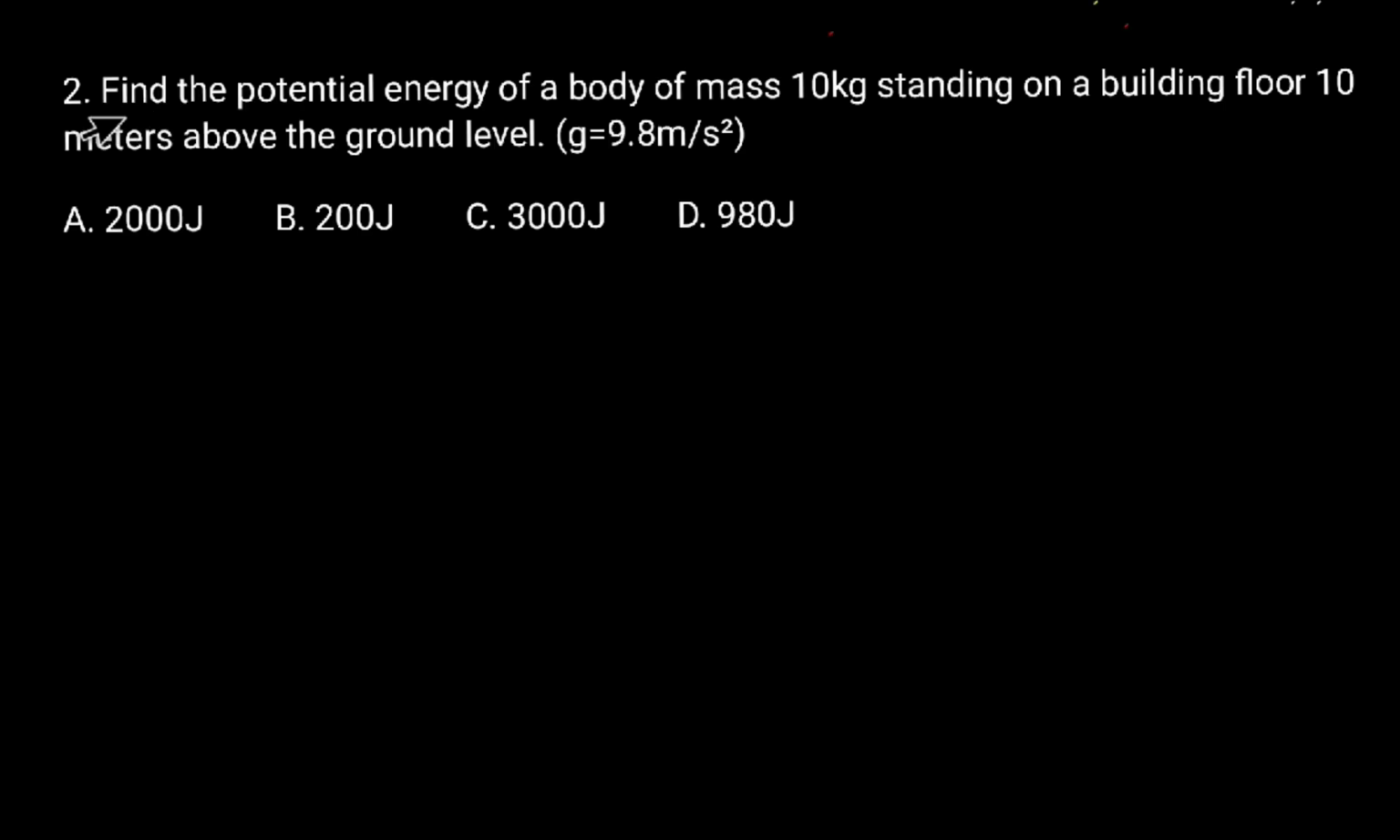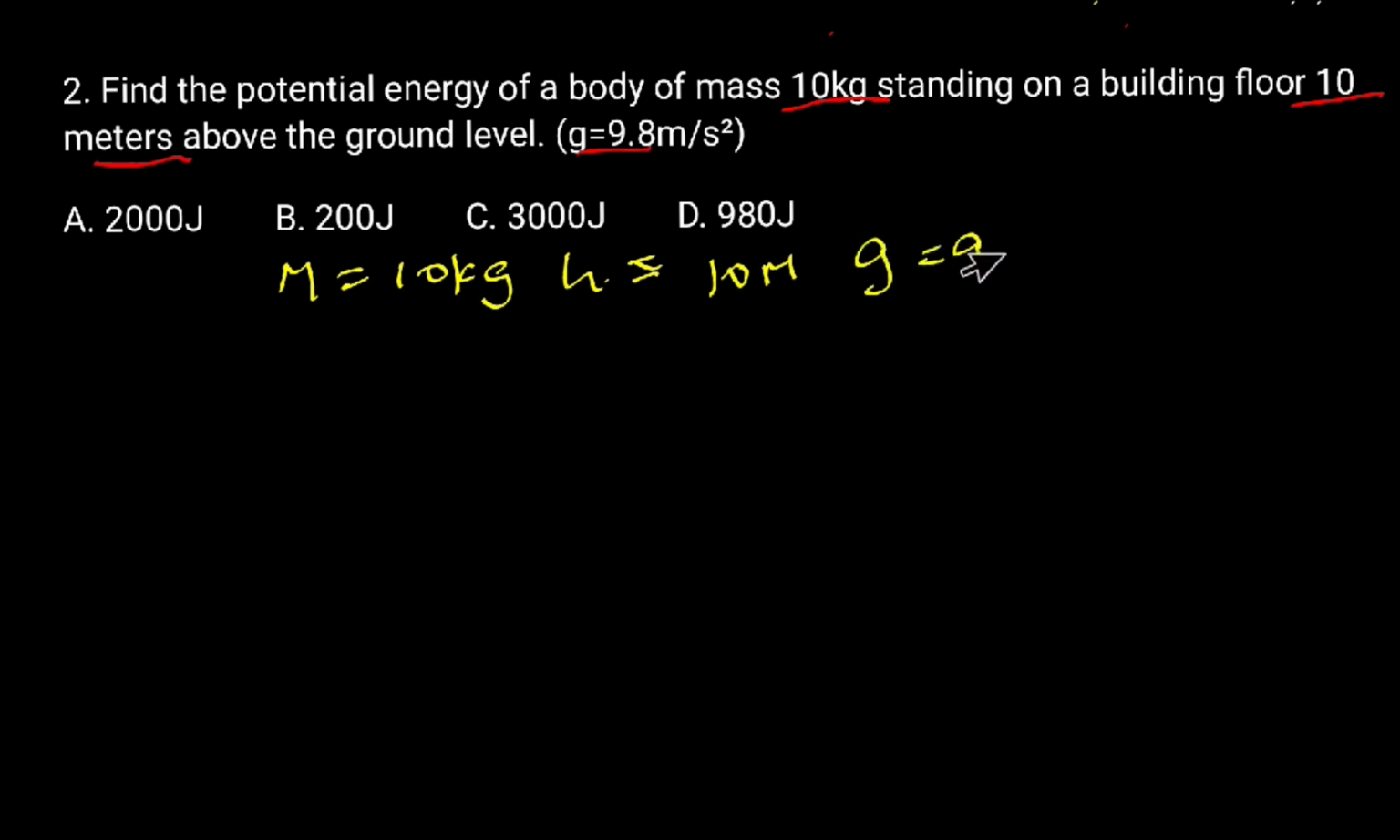Question number 2 states, find the potential energy of a body of mass 10 kg standing on a building floor 10 meters above the ground. The acceleration due to gravity is equal to 9.8 meters per second squared. So we are given the mass of the body as 10 kg, the height of the floor as 10 meters, and the acceleration due to gravity is 9.8. Then we have to find the potential energy of the body.